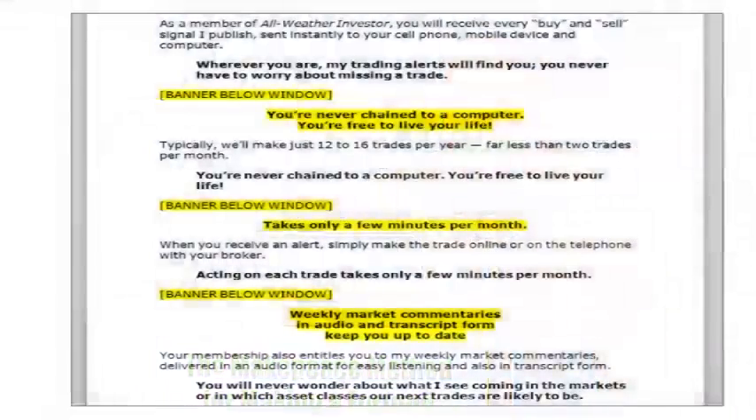Now notice how we did this. He gives a feature of the service. As a member of All Weather Investor, you'll see buy and sell. Every buy and sell signal I publish, sent instantly to your cell phone, mobile device, and computer.